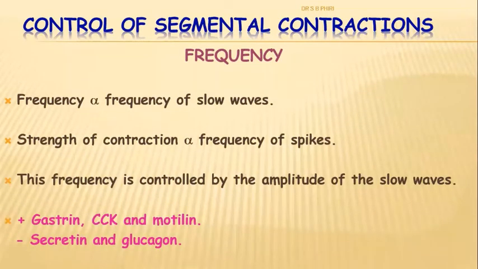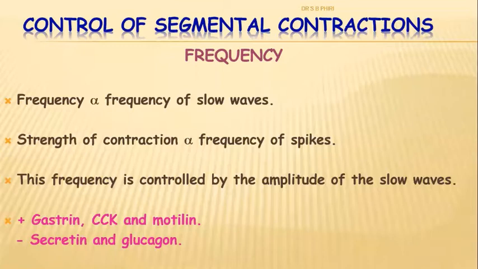What about the frequency of segmental contractions? So the frequency of segmental contraction is directly proportional to the frequency of slow waves. So it's dependent on the slow waves. The more slow waves you have, the more the spike potentials, the more the motility. So the frequency of segmental contractions is going to increase once you have an increase in the slow waves.